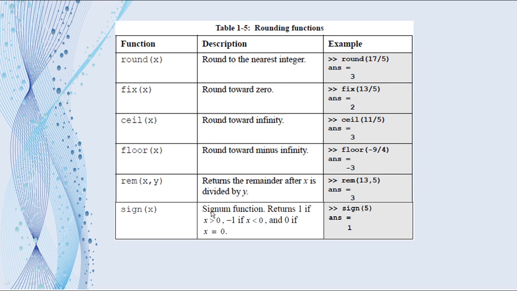Sign of x. The sign function returns 1 if x is greater than 0, minus 1 if x is less than 0, and 0 if x is equal to 0. So sign of 5 returns 1 because the value is greater than 0. If it is less than 0, it is minus 1. If it is equal to 0, the value will be 0. So sign of x represents the sign of the given number.